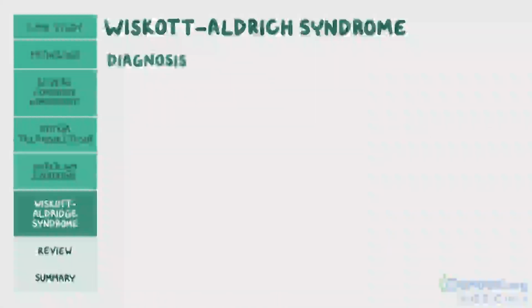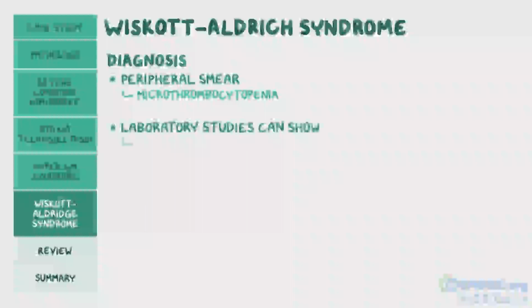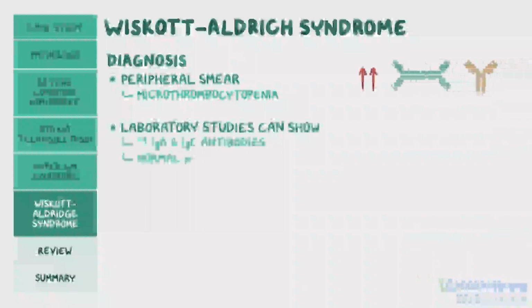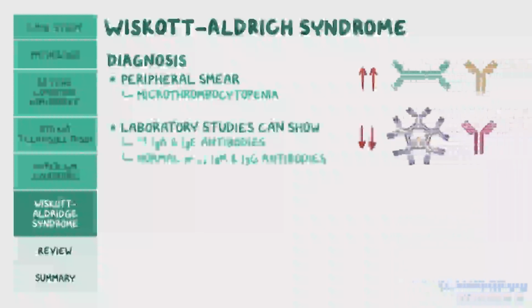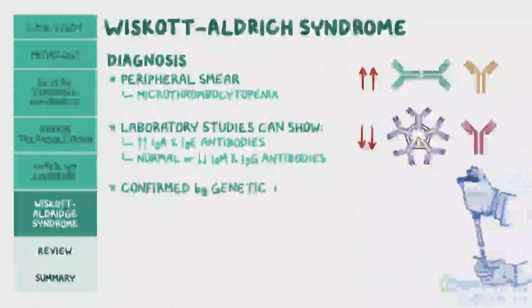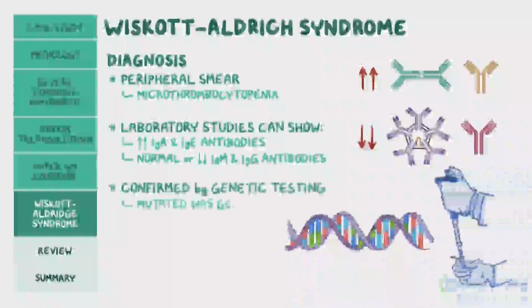For diagnosis, the initial workup includes a peripheral smear, which would show the microthrombocytopenia. In addition, for unclear reasons yet again, remember that laboratory studies can show an increase in IgA and IgE antibodies, and normal or decreased levels of IgM and IgG antibodies. The diagnosis is then confirmed by genetic testing revealing the mutated WAS gene.